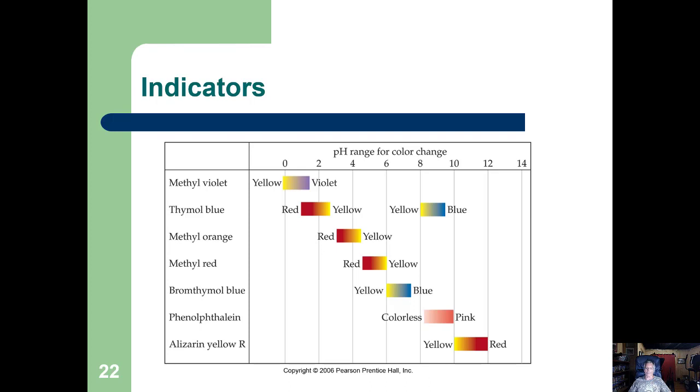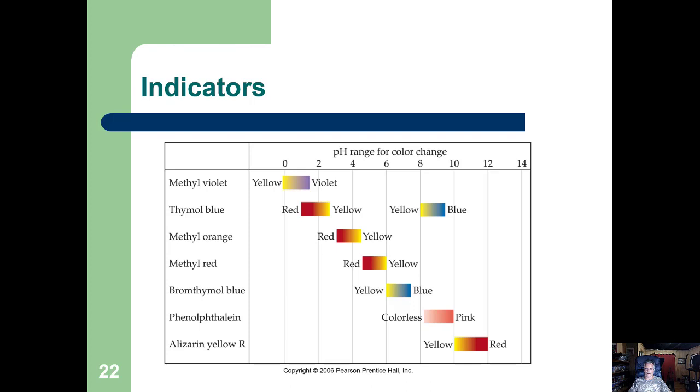So if I were going to titrate an acid or some sort of an acid-base concentration to a pH of somewhere in the neighborhood of 6 to 8, I would want to use something like bromothymol blue. If I were going to titrate something to, let's say, a pH of 8 to 10, I could use thymol blue. That would work, and I could also use phenolphthalein.